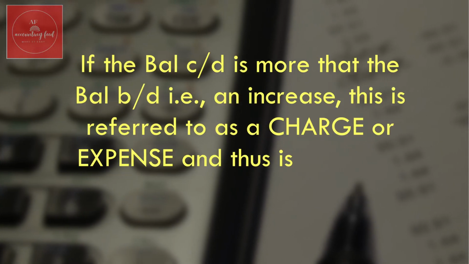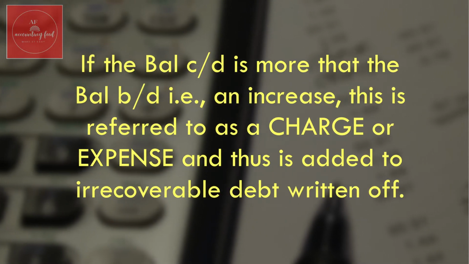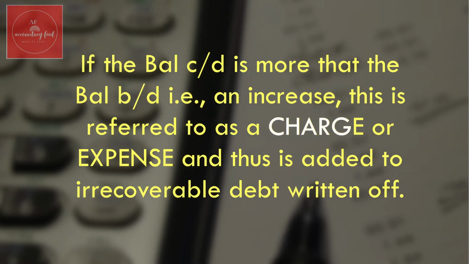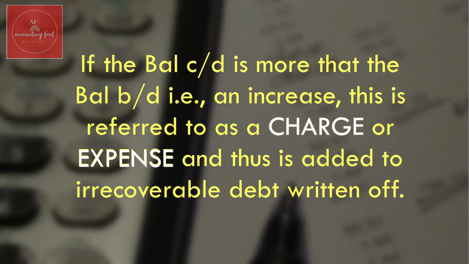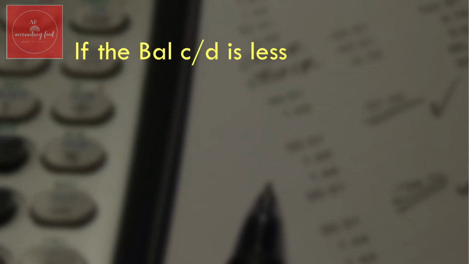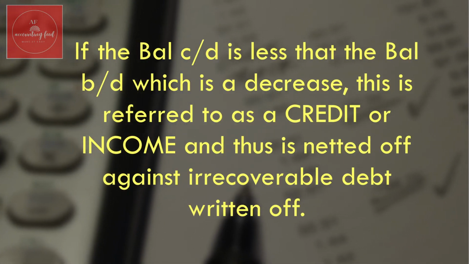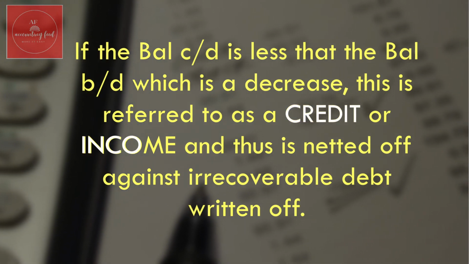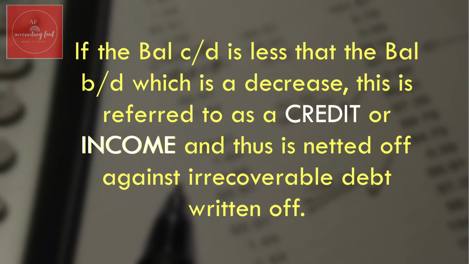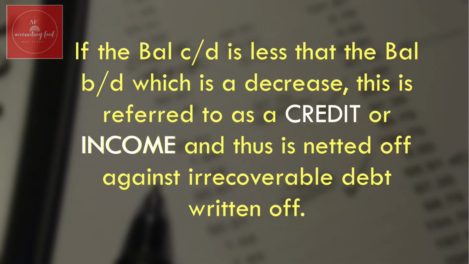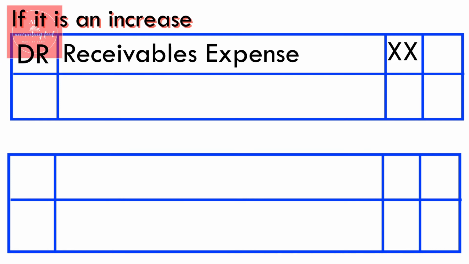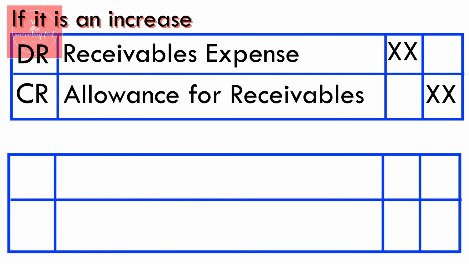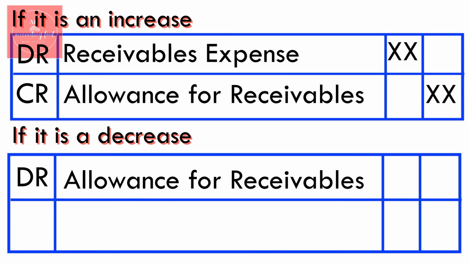If the balance carried down is more than the balance brought down, that means an increase. This is referred to as a charge or expense, and therefore is added to irrecoverable debt written off. If the balance carried down is less than the balance brought down, which is a decrease, this is referred to as a credit or income, and therefore should be netted off against the irrecoverable debt written off. The double entry for the change in allowance is as follows. If it is an increase, we debit receivables expense and credit allowance for receivables. But if it is a decrease, we debit allowance for receivables and credit receivables expense.